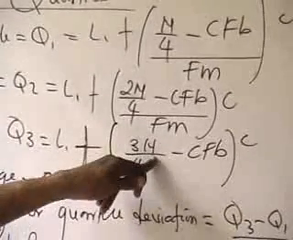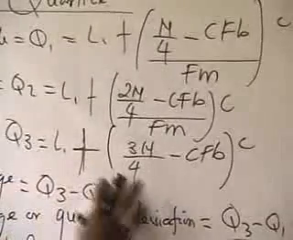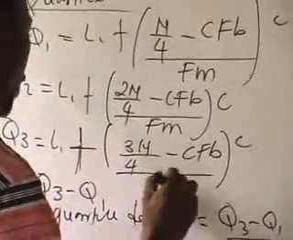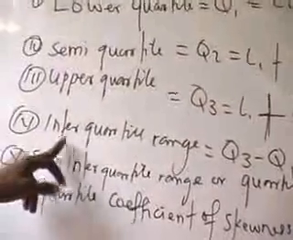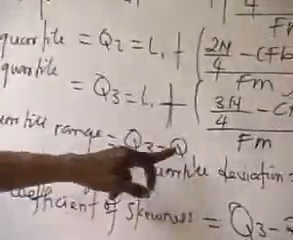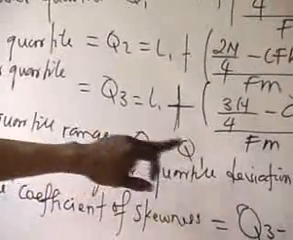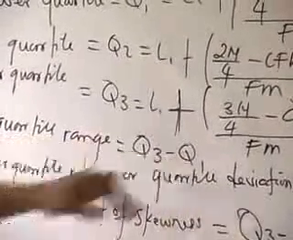L1 plus 3n over 4 minus CFB all over Fn. Are we together? Then the next one is interquartile range. Interquartile range is Q3 minus Q1, that is upper quartile minus lower quartile, because I told you range means highest minus lowest. Okay? Let's go there.